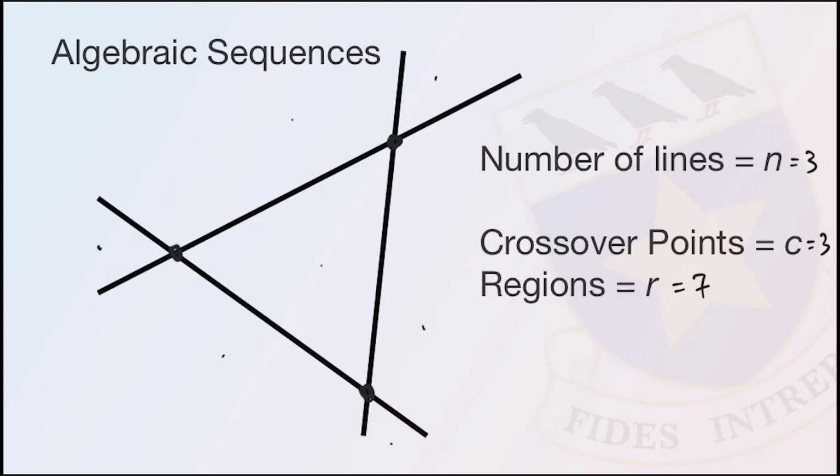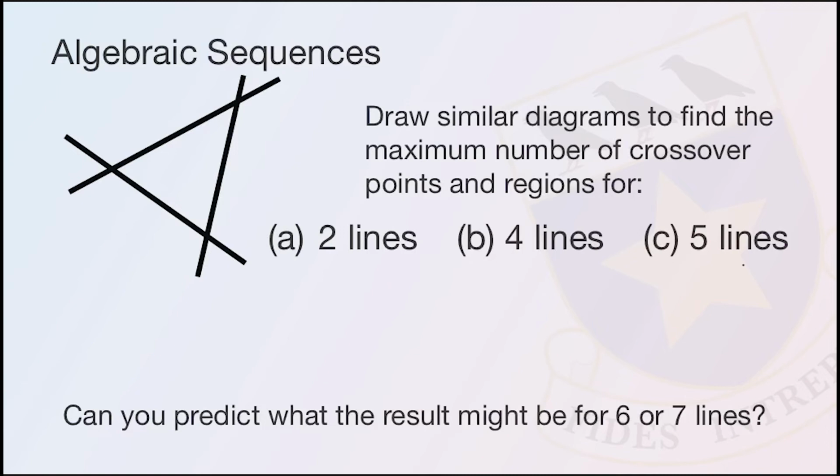And what we're interested in is what is the maximum number of crossover points and the maximum number of regions. So for this case, when we've got 3 lines, it seems like the maximum is that we've got 3 crossover points and we've got 7 regions. Now, what I want you to do is draw some similar diagrams to find the maximum number of crossover points and regions, but instead of using 3 lines like we've got in this example, I'd like you to try just using 2 lines, and then try using 4 lines and 5 lines.